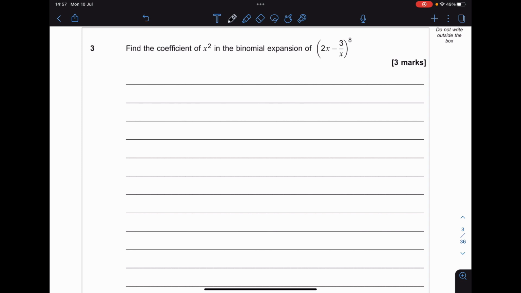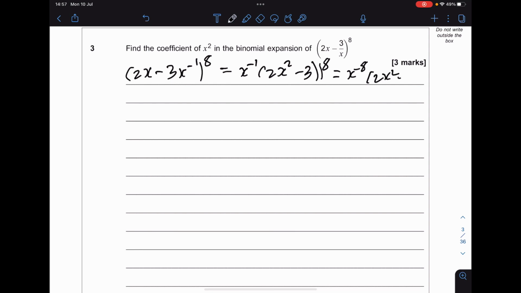The third one, find the coefficient of x squared in the binomial expansion of 2x minus 3 over x to the power of 8. Okay, so that is literally just 2x minus 3x to the minus 1 to the power of 8, which is x to the minus 1 lots of 2x squared minus 3 to the power of 8, which is x to the minus 8 times 2x squared minus 3 to the 8. To get the x squared, we want the coefficient of x to the 10.